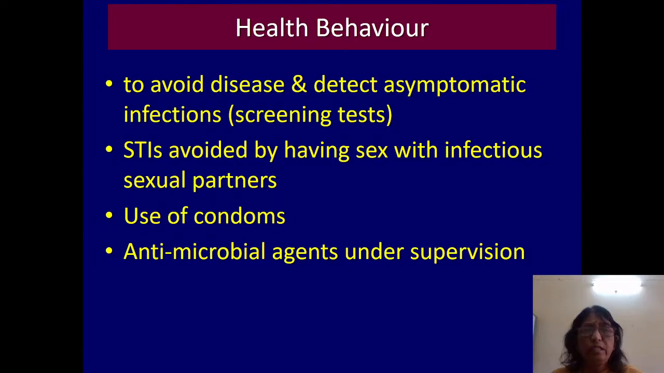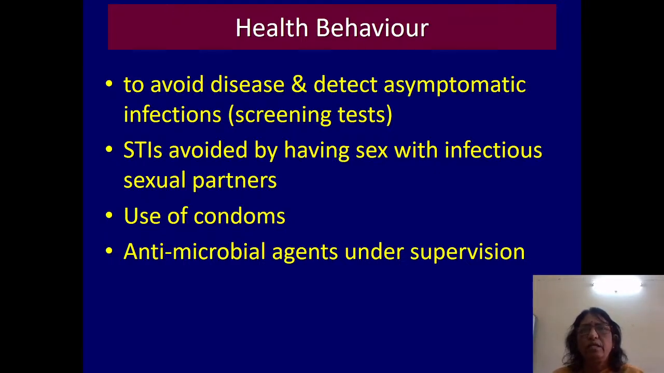Health behavior. If somebody behaves in a healthy way, they are not prone to diseases. To avoid diseases, everyone should behave in a healthy way and they should comply with the screening test. What are the screening tests? The screening tests are tests which are conducted before an individual gets a disease. For example, a woman is screened regularly after the age of 35 years for cancer of the breast. That is a screening test. She is asymptomatic, but she is screened because she has reached that age wherein she is prone to breast cancer. So that is the screening test.